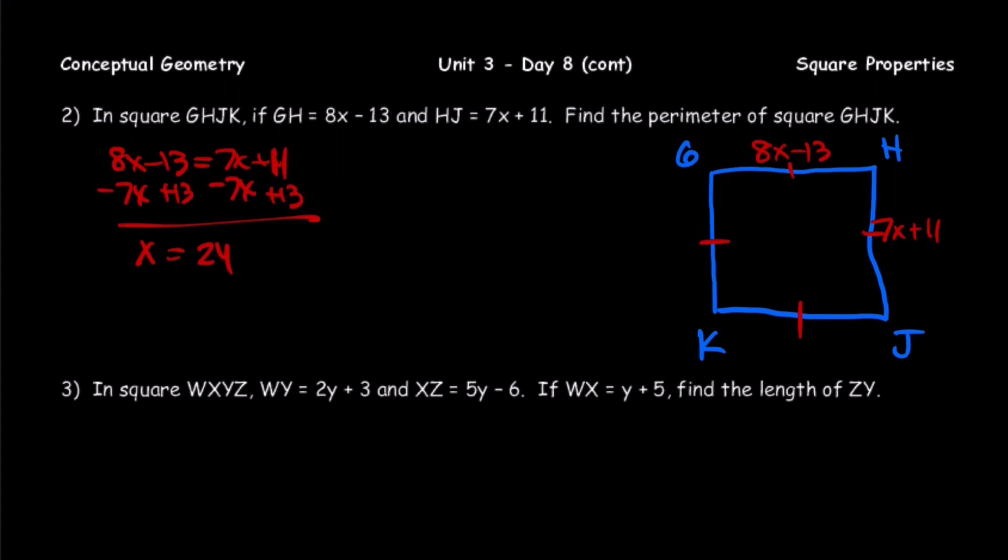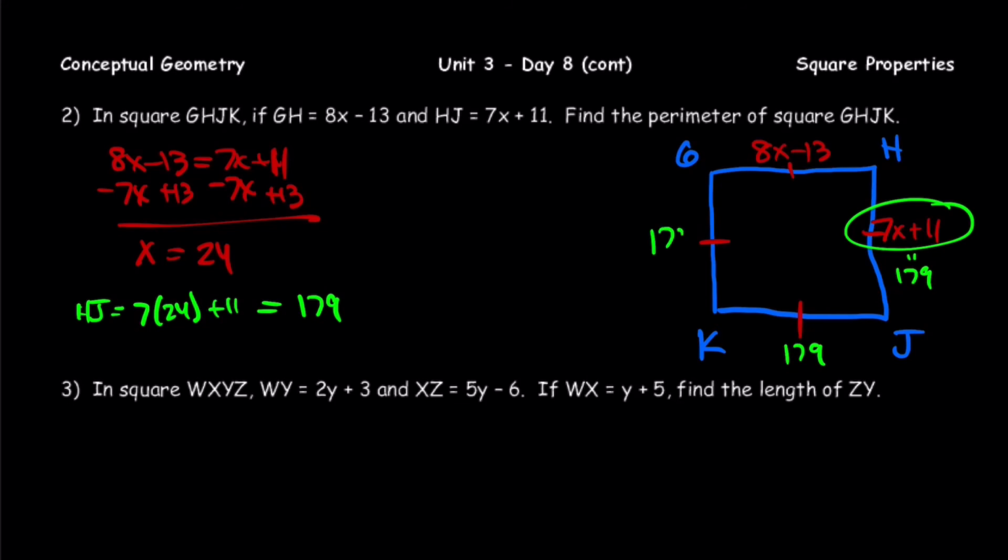Now we got to be careful here because 24 is not the length of the side. 24 is x. I need to do a little calculator work here. To get one of these sides, let's take this one. HJ, that side, is going to be 7x, or 7 times 24, plus 11. So I'm going to put that right into the calculator, and that gives me 179. Again, that's not the perimeter. That's just the length of the side. So what do I know? All four sides are 179.